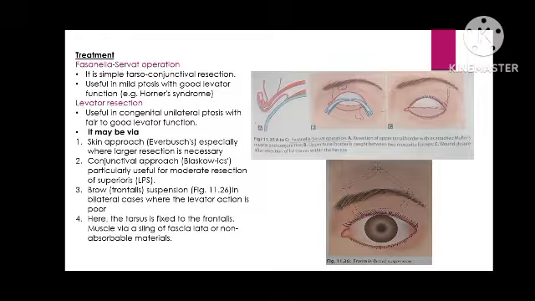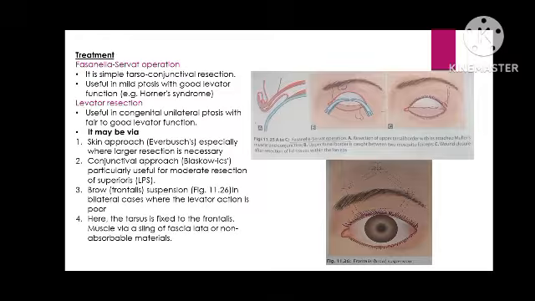Next is treatment for ptosis. The first one is frontalis sling preparation. Levator resection is useful in mild ptosis with good levator function. A levator resection is useful in congenital unilateral ptosis with fair or good levator function. The procedure is given in this figure.